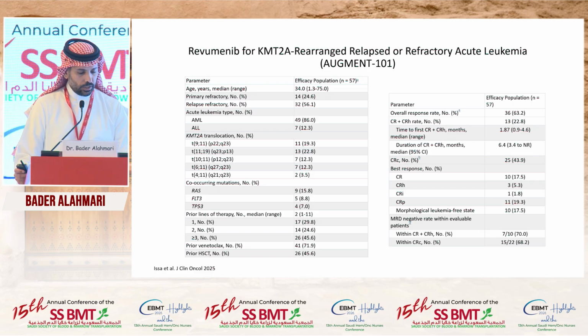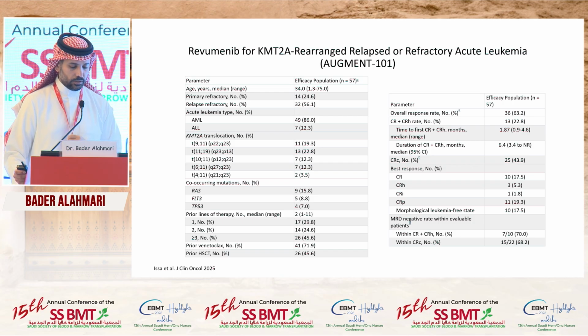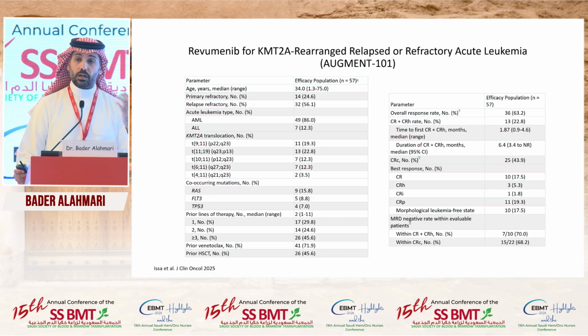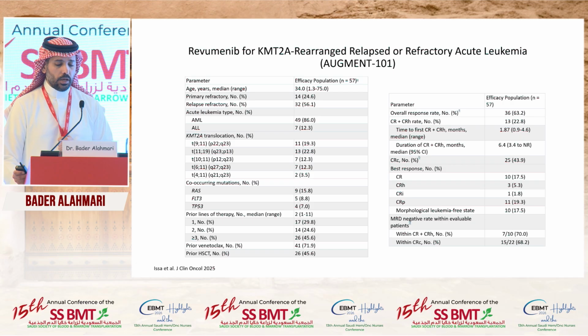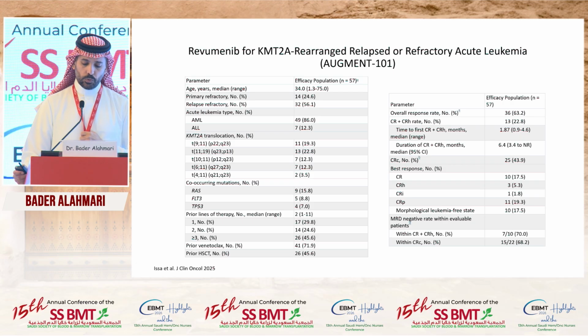Again, the most common translocation was 9/11. RAS mutation is the most common associated gene, but most importantly, around half of patients had at least 3 or more lines of therapy, and at least half had prior allogeneic stem cell transplant, and 70% of patients were already exposed to venetoclax, so they are refractory to venetoclax, indicating a heavily pretreated population. This resulted in an overall response rate of 63%, CR plus CRh around 22% for this heavily pretreated population of KMT2 rearranged leukemia.